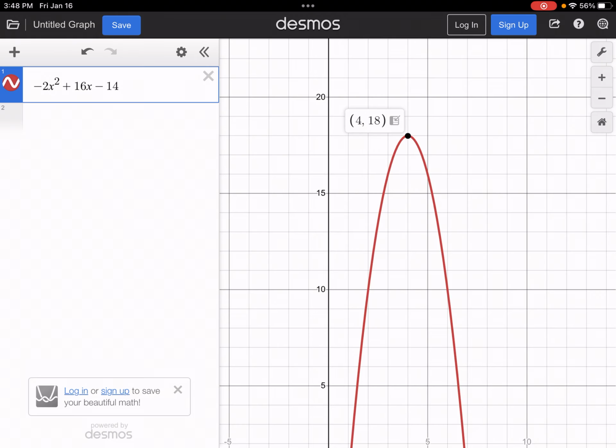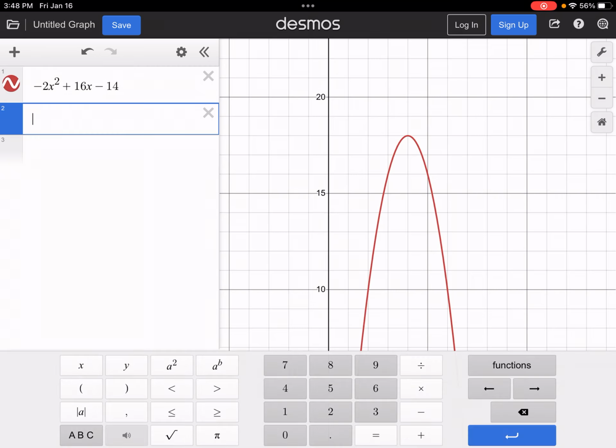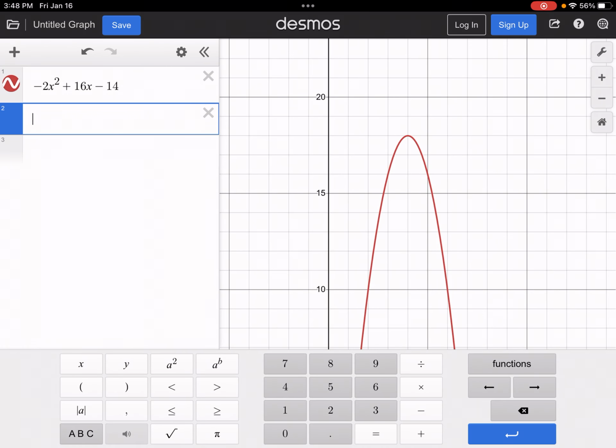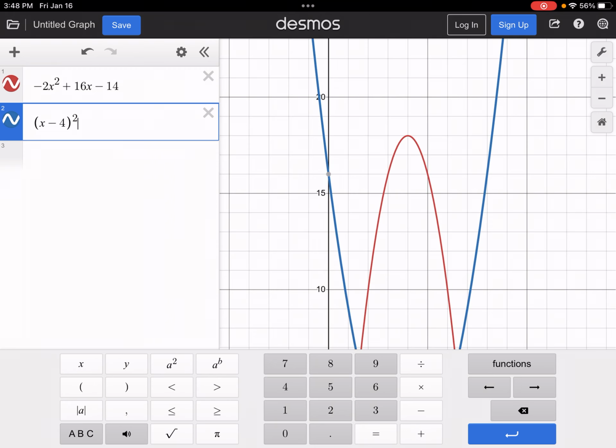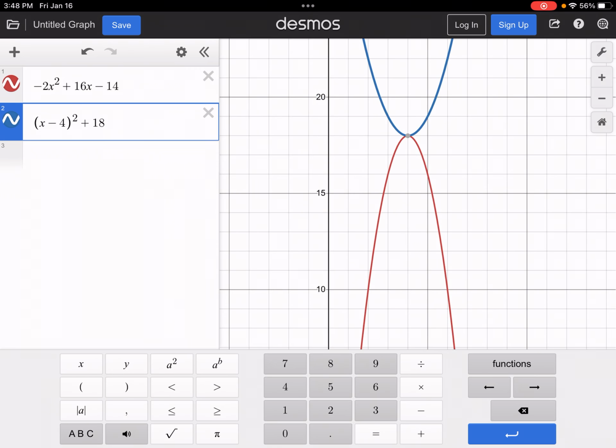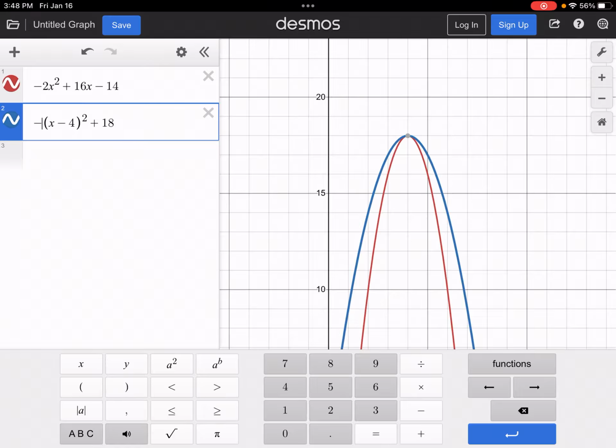So I'm going to just try this out. So 4, 18 would be parentheses x, and then the opposite of 4 would be minus 4, and then square it, and then plus 18. So they're not quite the same. See, they're reflected, so something needs to change. And remember, we talked about frowny faces, so I could put a negative in the front. And see how it's not quite skinny enough, so I could add a 2 in there, and voila, there it is. So see how I did that? I graphed it to find the vertex, plugged the vertex in, and then messed with the number in the front till I got it.